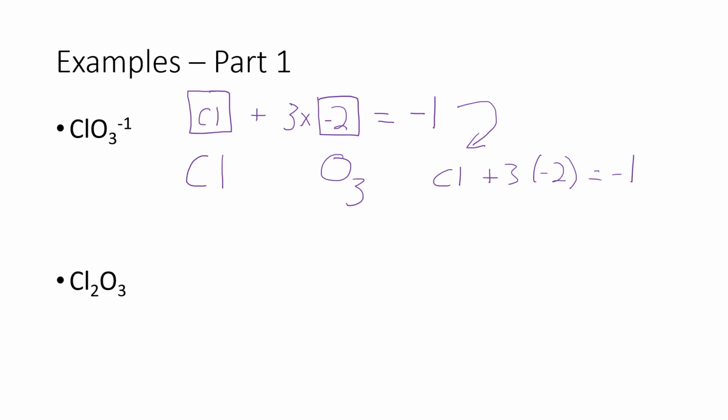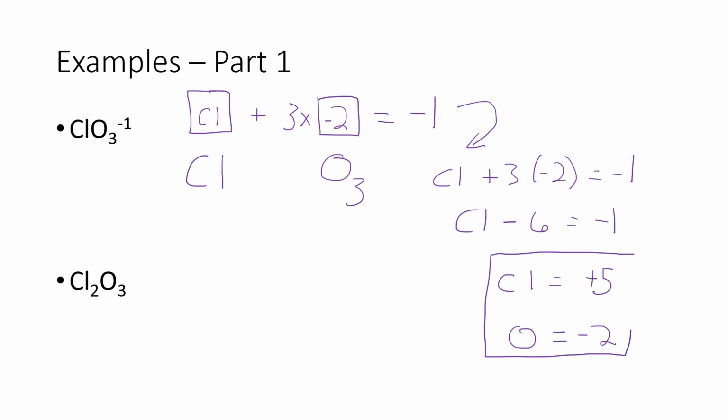Well, 3 times a -2 is a -6. So this is the same thing as Cl - 6 is equal to -1. So to get the Cl by itself, I can add 6 to both sides of this equation, and I get that chlorine is a +5. So in this compound, the oxidation numbers are a +5 for chlorine, and oxygen is a -2. So those are the oxidation numbers for the elements in the chlorate polyatomic ion.